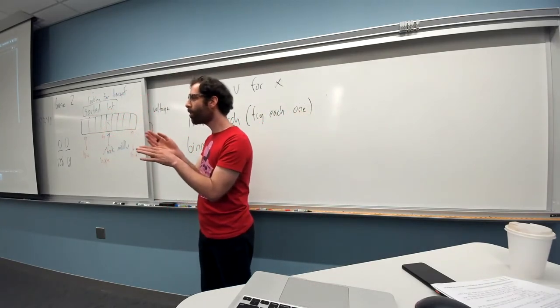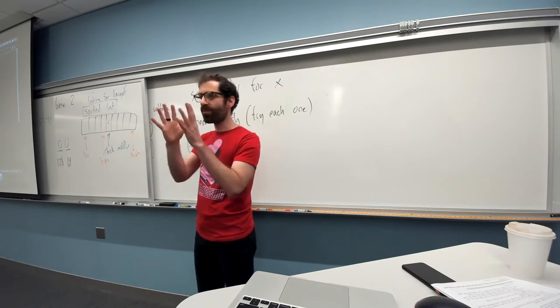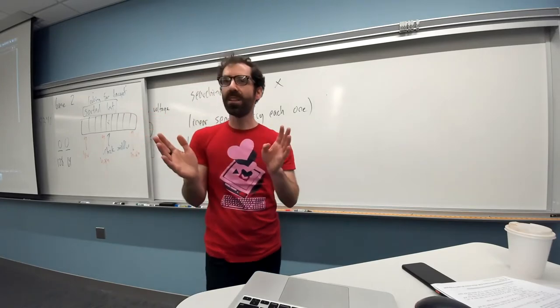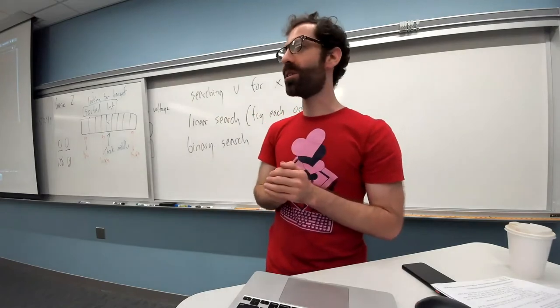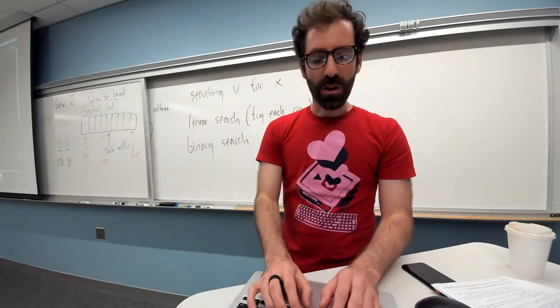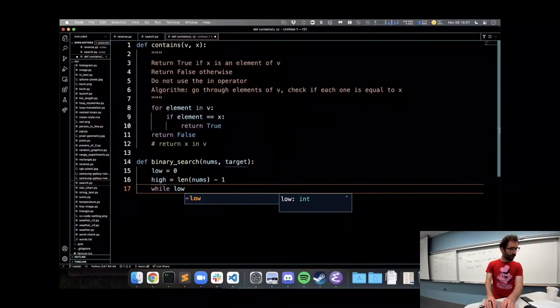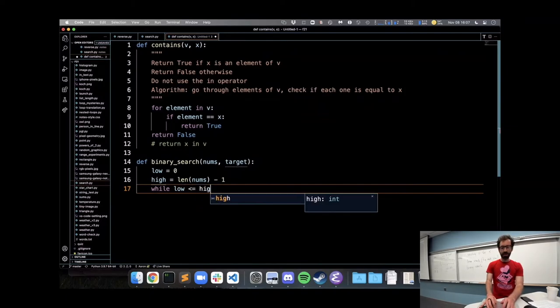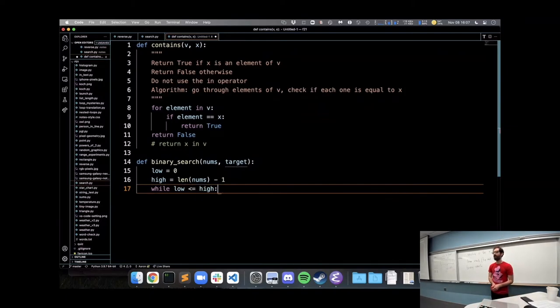If there are no numbers between them, I have searched all the places and ruled out all the possibilities where it could be. So I might say while my low index is less than or equal to my high index. So while there's at least one number within this range of indexes. Once low goes past high or high goes past low, that's going to be my signal: all right, I've searched all the places there are to search.